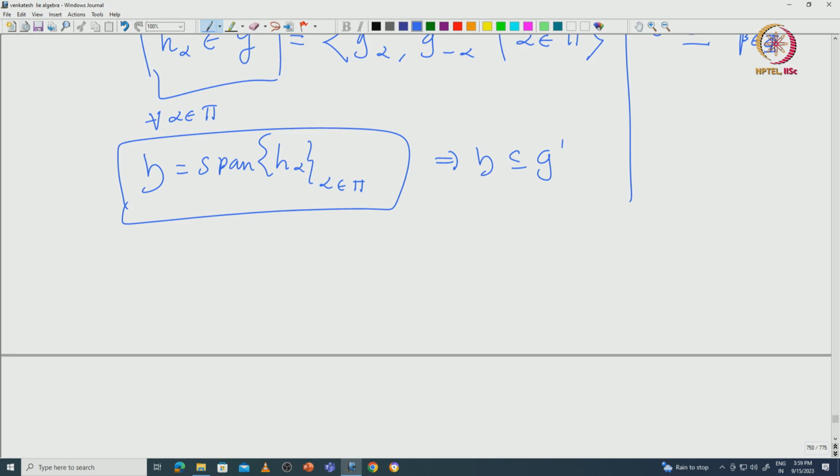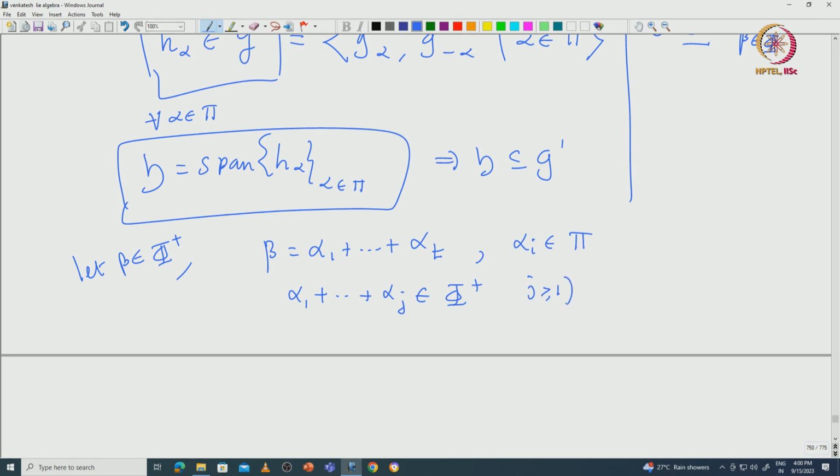So, it is enough to show only the positive root space is there, negative root space it will follow in a similar way. So, let beta inside phi plus. As we observed before, beta can be written as alpha 1 plus etcetera plus alpha t, where all these alpha i's are coming from pi, and you can also guarantee that the partial sum alpha 1 plus etcetera alpha j is again a positive root for all j greater than or equal to 1. So, this is an important property.